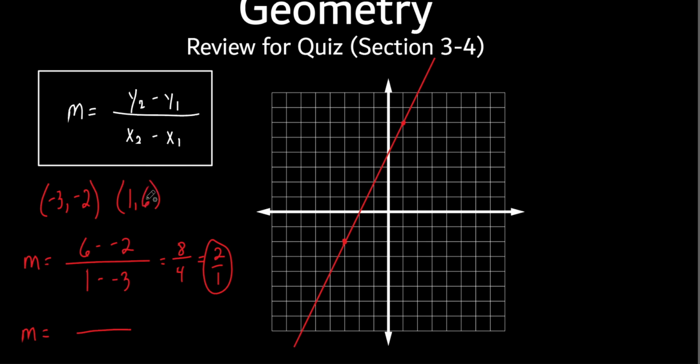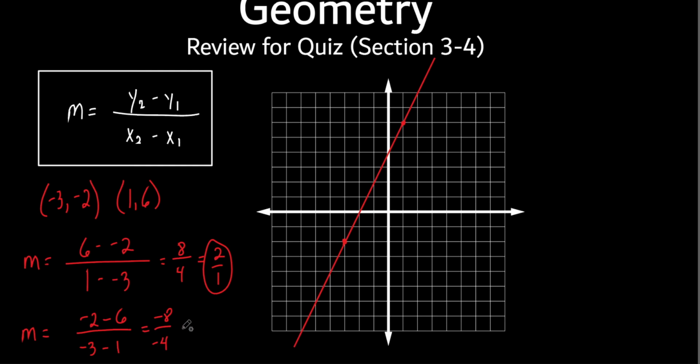Thank you. So watch, instead of 6 minus negative 2, what are we going to do? Let's go the other way. Let's go negative 2 minus... no, the y's. Negative 2 and 6 are your y's. So it's negative 2 minus 6. Let's subtract the x's from each other. Negative 3 minus 1. Look what you get. This time you get negative 8. This time you get negative 4.